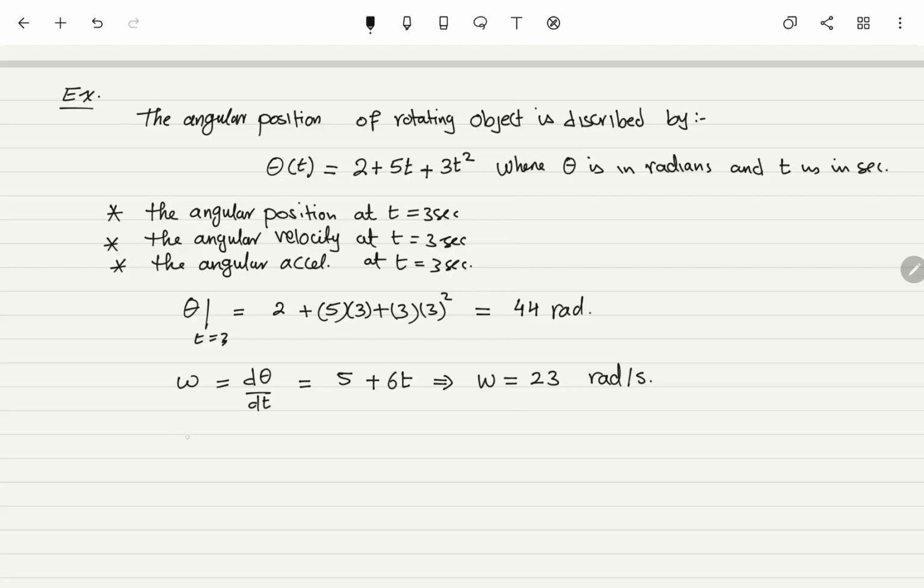And the last one, alpha equal to d omega by dt. You just differentiate theta one more time, and it's equal to 6. So alpha, when t equal to 3 seconds, is constant, equal to 6 rad per second squared.